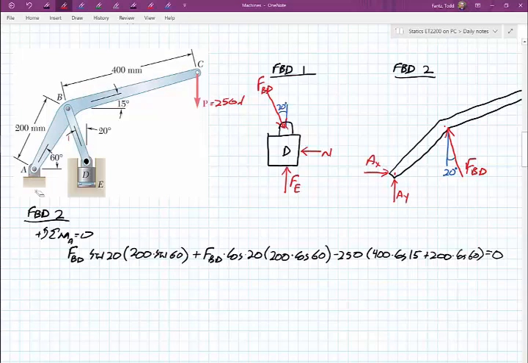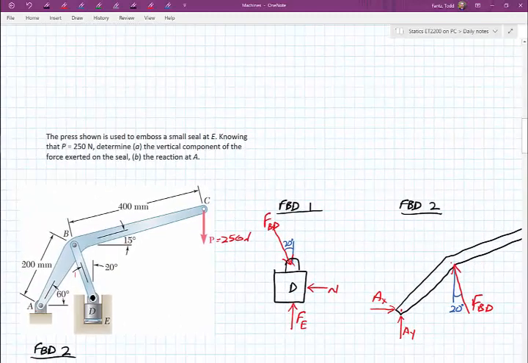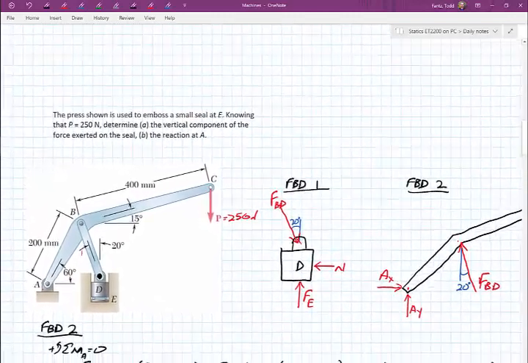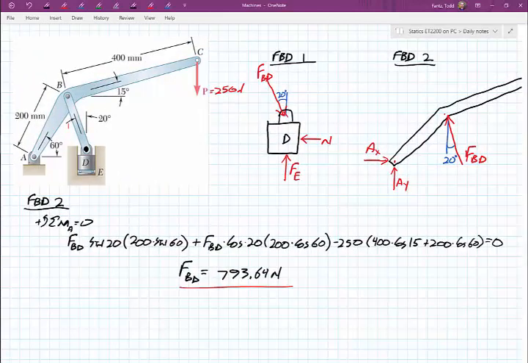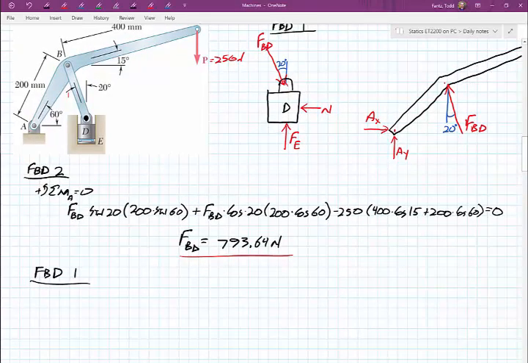Punching into my calculator, solving for FBD, I ended up with a force on that member BD, that two-force member, of 793.64 newtons. But that was not the question. The question is, what is the force exerted onto the seal? But once I have that part, now I can move over to free body diagram 1 and say, what's pushing down on this seal. And from this guy, it's pretty easy.